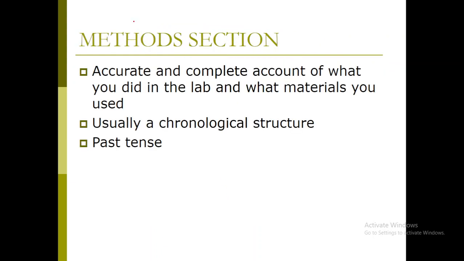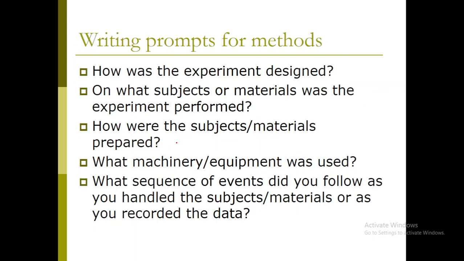Now, how do you select the method of your research? In order to select the method, you need to have an accurate and complete account of what you did in the lab and what materials you used. Okay, and most of the time it usually follows a chronological structure, and it is written in the past tense.